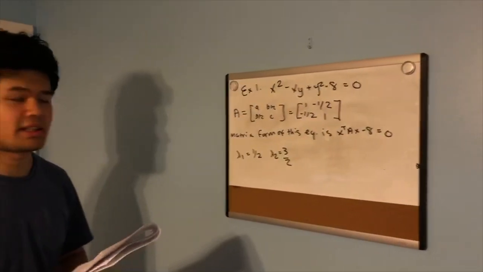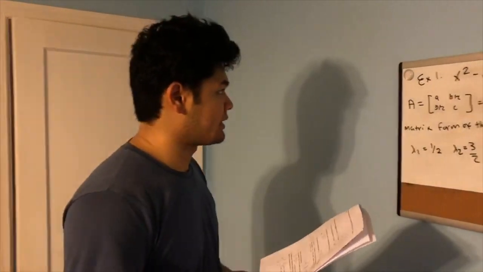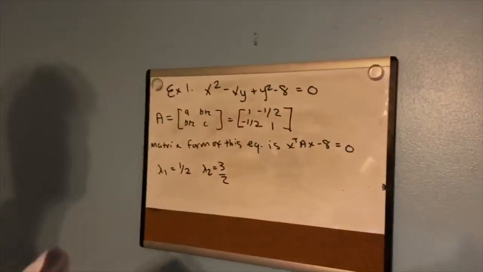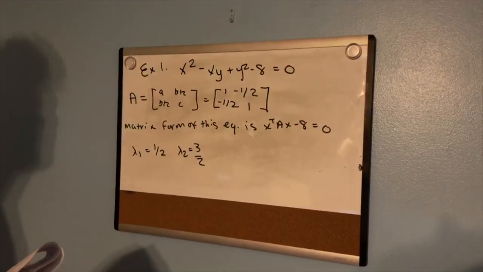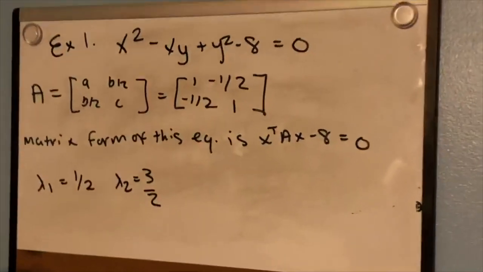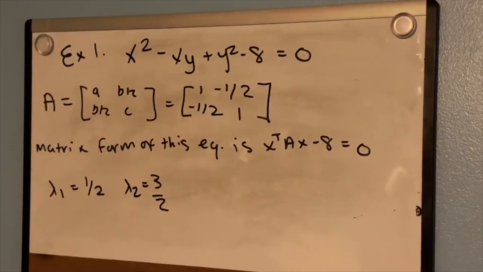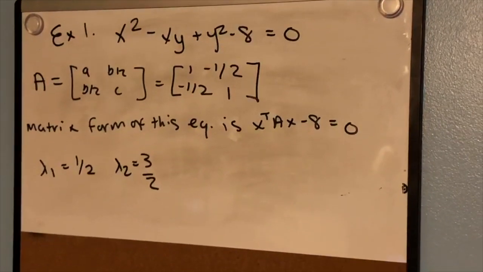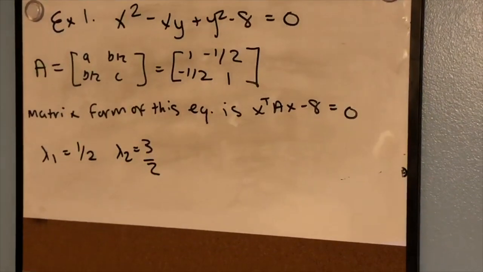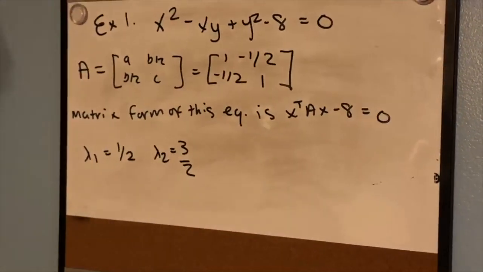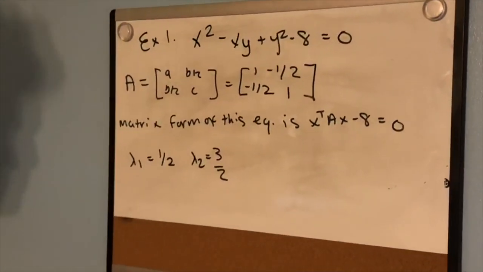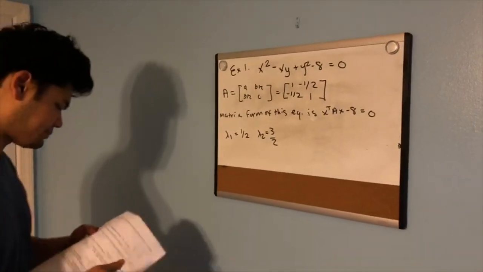So now let's take a look at an example and see what we can do with it. In example 1, we have the quadratic x squared minus xy plus y squared minus 8 equals 0. For this problem, we're going to transform the equation to x prime y prime coordinates so that C is in the standard position with no x prime y prime terms.